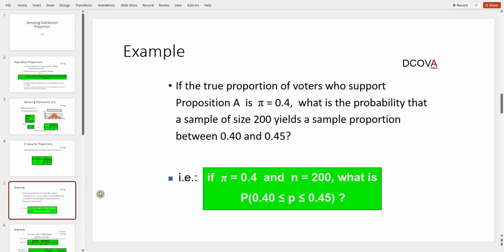So let's look at an example. If the true proportion of voters who support Proposition A is pi equal to 0.4, what is the probability that a sample of size 200 yields a sample proportion between 0.4 and 0.45? So they told us our pi, which is 0.4, and they told us the sample size n is 200. We want to calculate the probability that the proportion is in between 0.4 and 0.45.